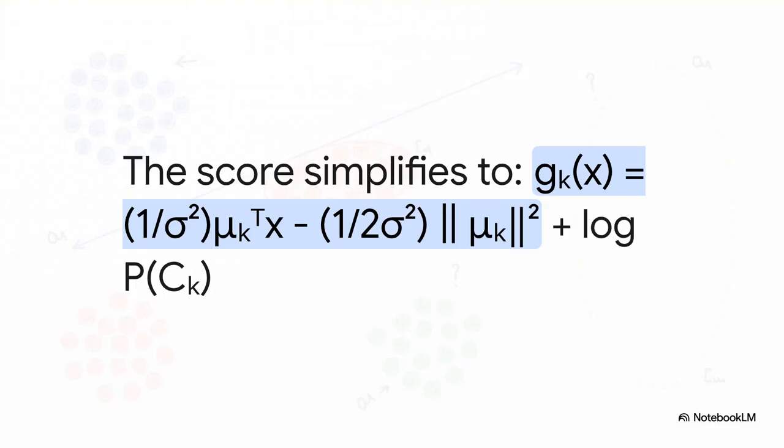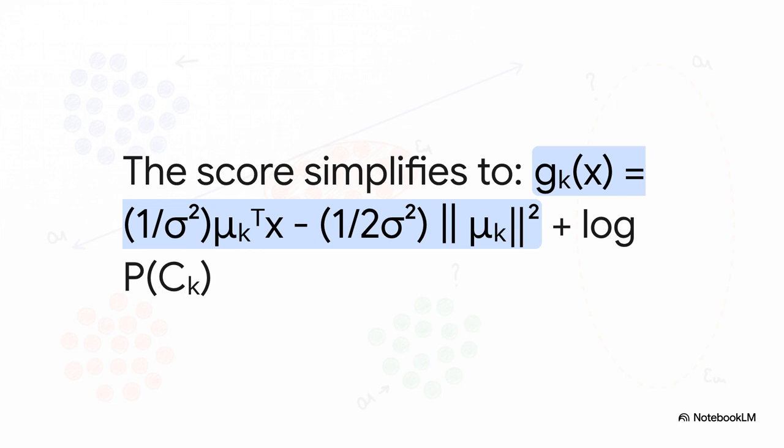Now, because of that simple assumption, watch what happens to our big, scary equation. All the really complicated parts, the ones that describe the shape of the cloud, are now the same for every single class. And if they're the same for everyone, they don't help us discriminate, right? So we can just toss them out.